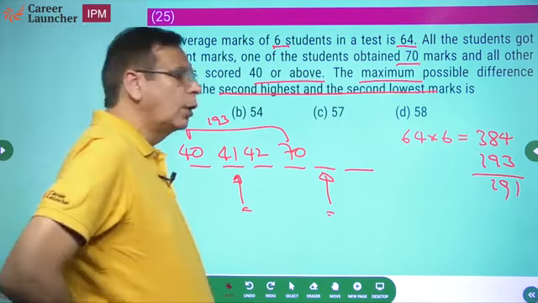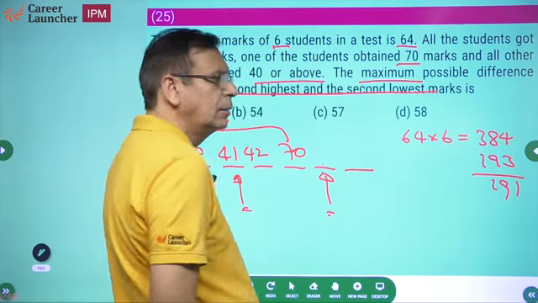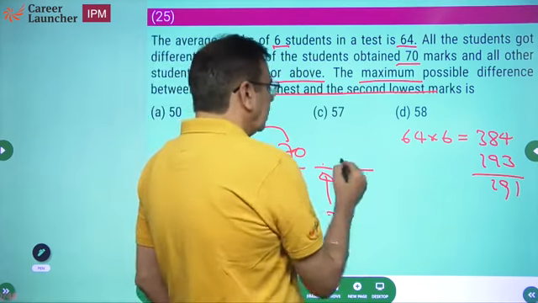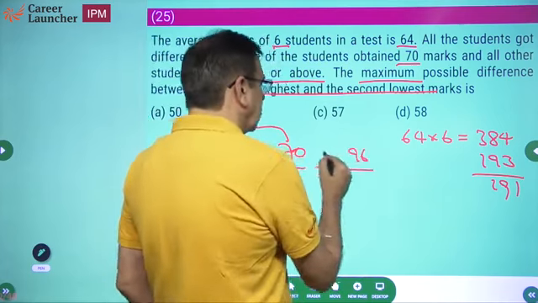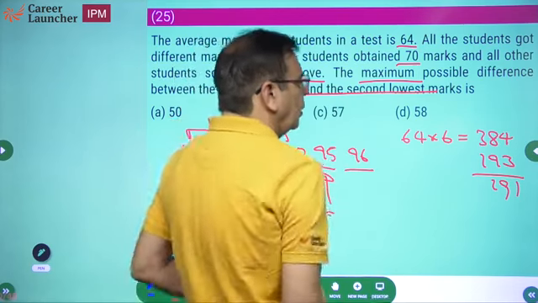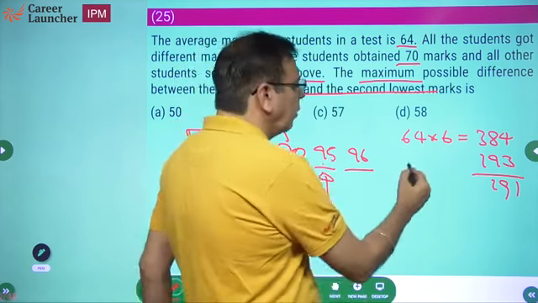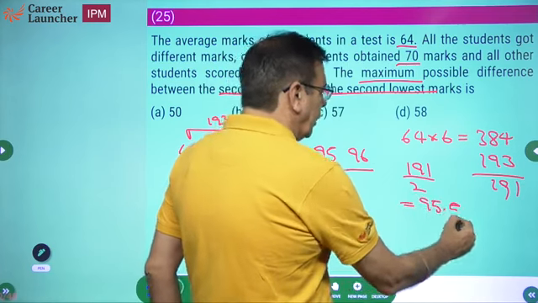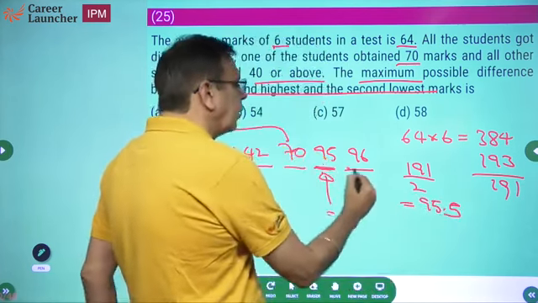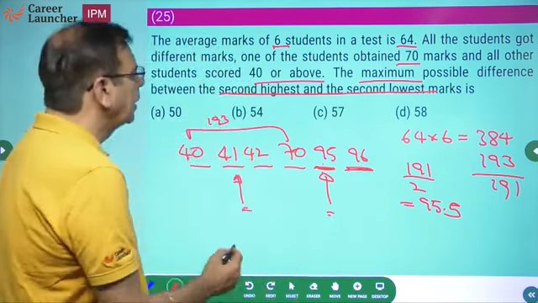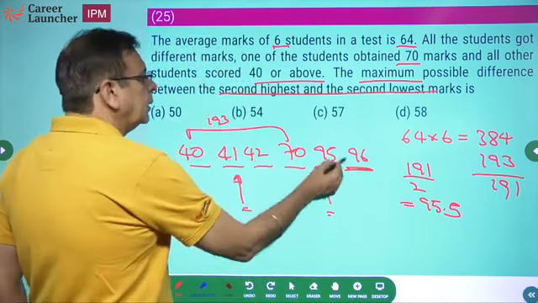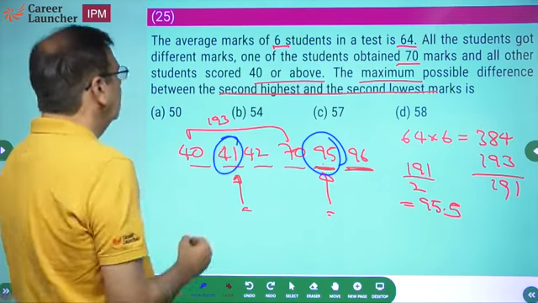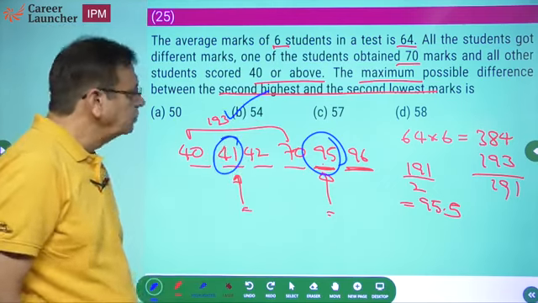So what is the highest this can be? That means if I take 96 and 95. If I want the maximum possible here, what is 191 by 2? It is going to be 95.5. That means this should be minus 0.5, this should be plus 0.5. So what is the answer going to be? Answer will be 95 minus 41, which is 54. Okay.